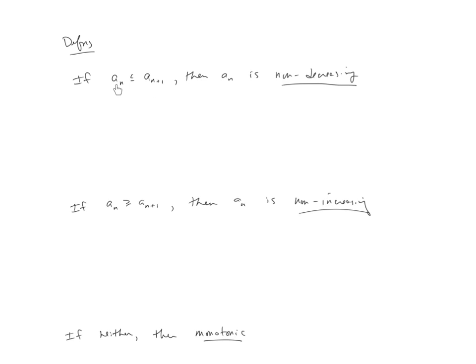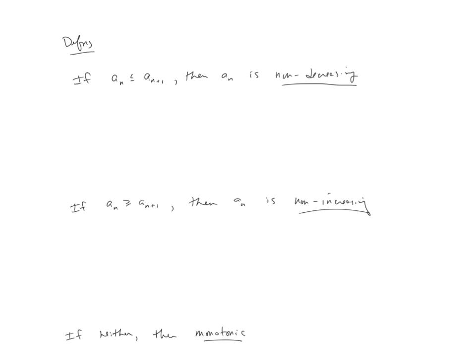So if our current term is less than or equal to the next term, then we say that a sub n is non-decreasing. We don't want to say increasing because of the "or equal to," but if the next term is bigger than the last term, we say that it's non-decreasing. Similarly down here, if the current term is bigger than or equal to the next term, then we would say that it is non-increasing. All right, again, non-increasing. And then finally, if neither of these are true, then the sequence would be monotonic.